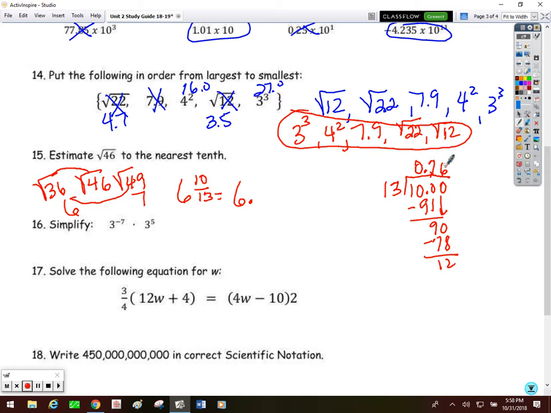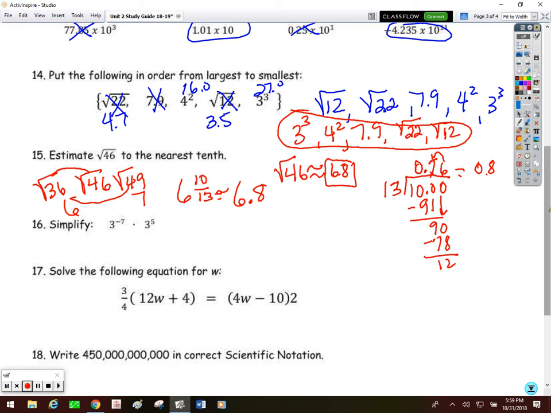So now I have 0.76. Well, remember, the 6 tells me to round up to the 7. So the 7 is going to become 0.8, right? So my answer here is 6 and 10/13, excuse me, 6.8. So the best estimate for the square root of 46, remember since it's an estimate, is approximately equal to 6.8. All right, so there's your answer for that one.